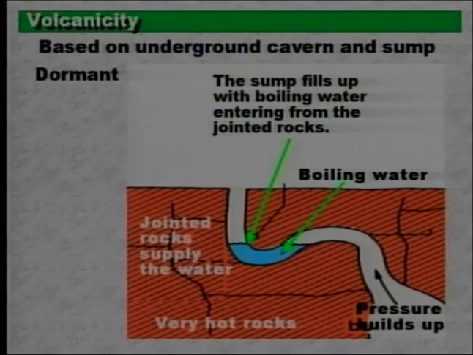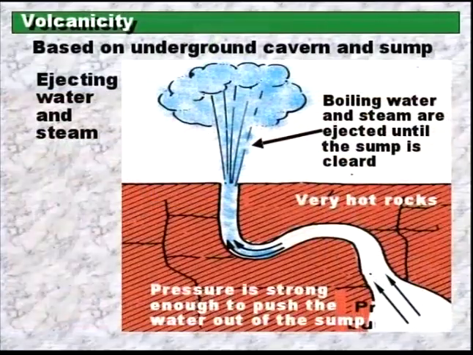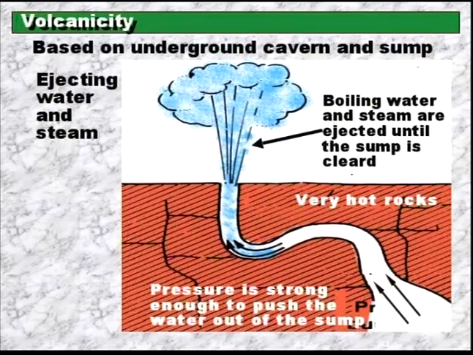The water gets to be collected in one of the sections of the sump. Pressure builds up. This is the dormant phase of the geyser again, based on an underground cave-in and sump. The sump fills up with boiling water entering from the jointed rocks. Here we see the pressure is building up now, and in the active phase the water gets to be ejected as steam, and then we have the geyser being created there. So these are the two different ways in which geysers can be formed, based on an underground cave-in and also based on an underground cave-in and a sump.